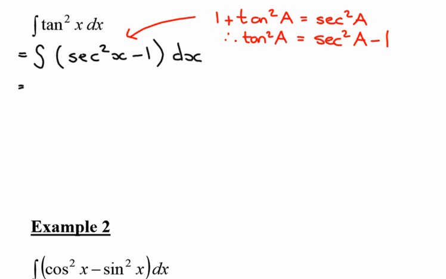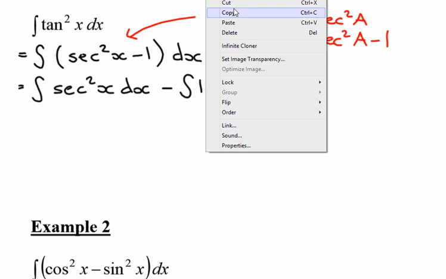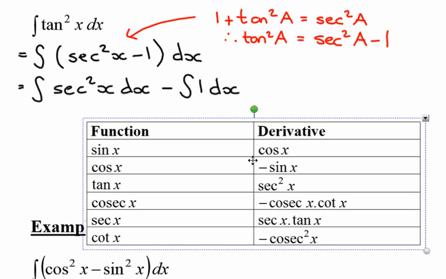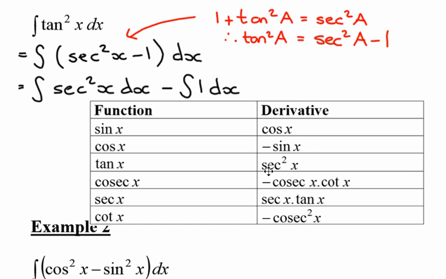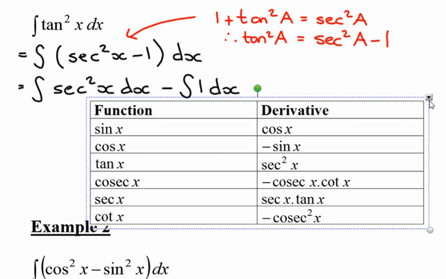Now we're dealing with something that's going to be easier to integrate, bearing in mind that we can split an integral over a minus. So this is the same as integrating sec squared x, don't forget the dx, minus the integral of 1 dx. Now this is a lot easier to integrate if we look at our table. Let me pop my table back here. If I look at my derivative column, I see a sec squared x. The function that I want, the integral of sec squared x, will be tan x.